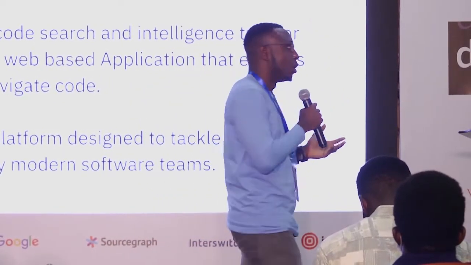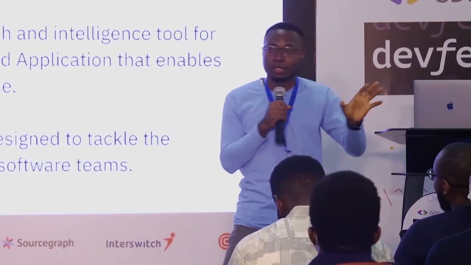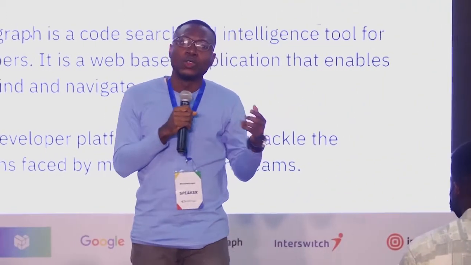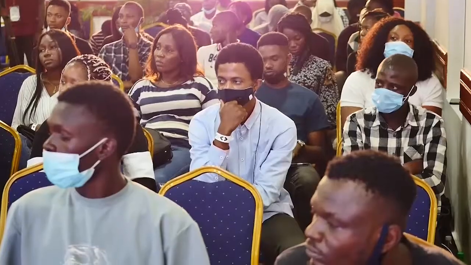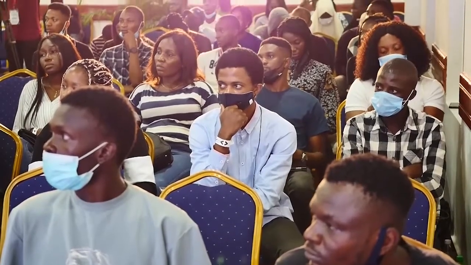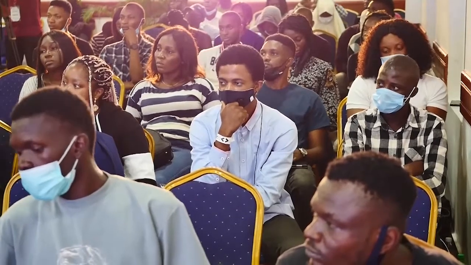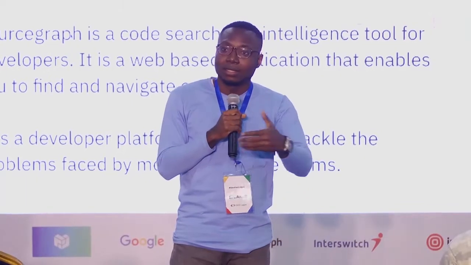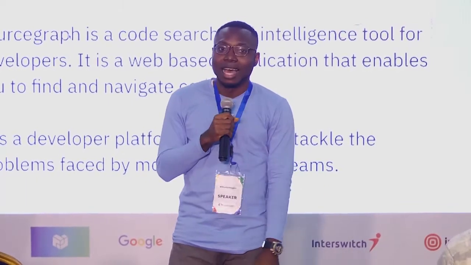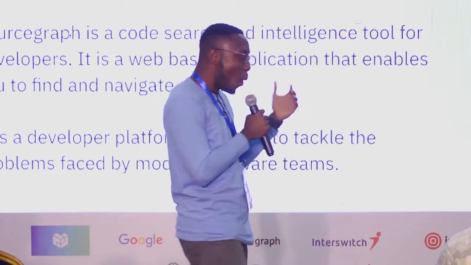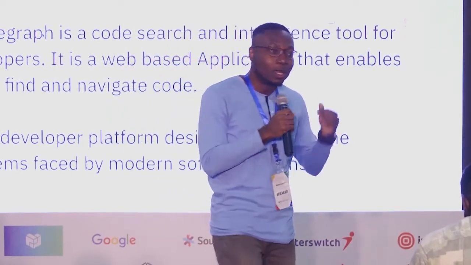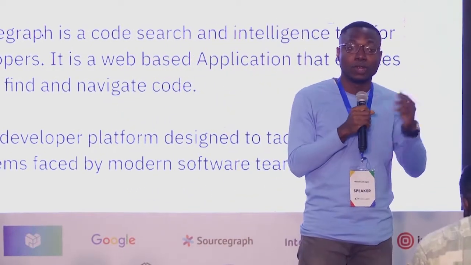Now, I'm just going to paint a scenario. Let's say you have 100 repositories of code, and you're a software engineer working in a company, or probably you just joined the company, and you're trying to get familiar with their code base. And the first thing you're seeing is 100 repositories. I mean, it's overwhelming, yeah? Do you all agree? It's very overwhelming. Now, this is one of the problems Sourcegraph is trying to solve.